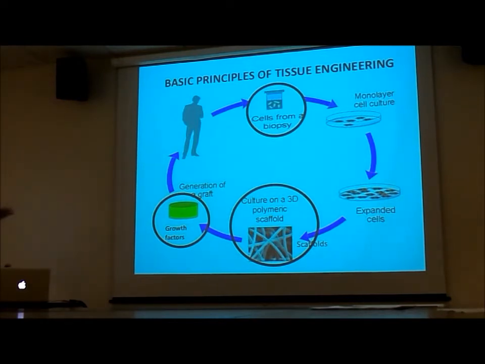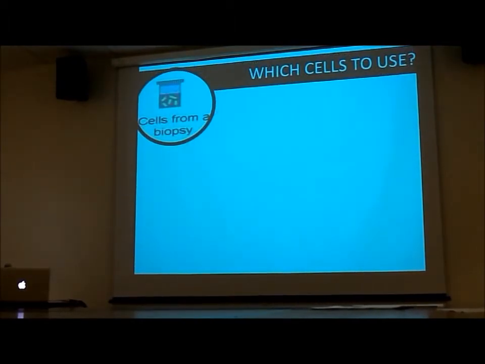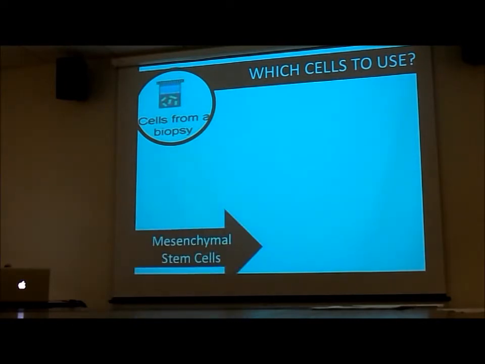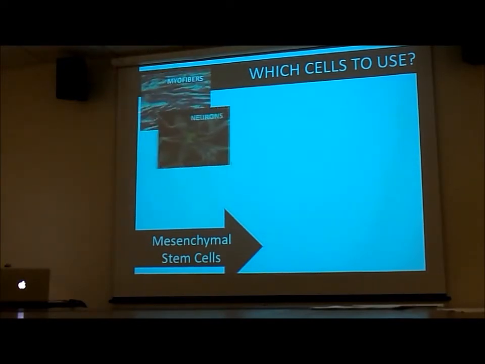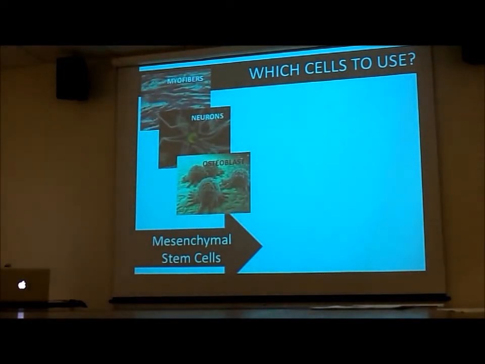My lab works in all three areas, but I was interested in the cells. The question here arises: which cells to use for tissue engineering? We were interested in mesenchymal stem cells because they have been observed to differentiate into different lineages like myofibers, neurons, and osteoblasts. So where to extract these mesenchymal stem cells from?